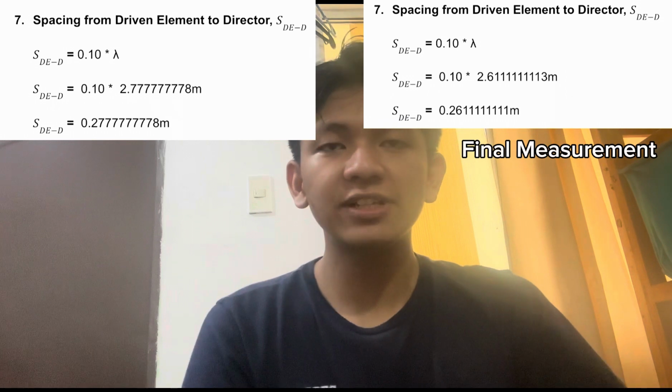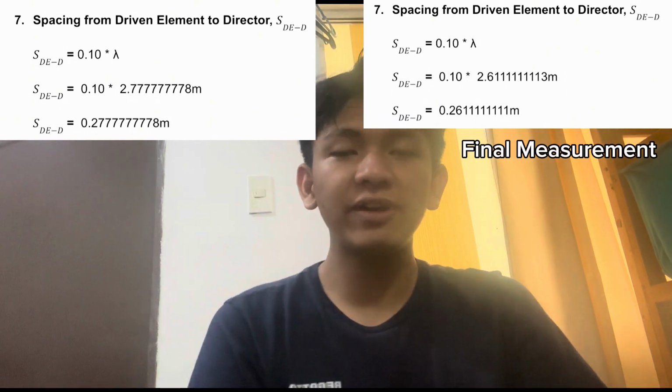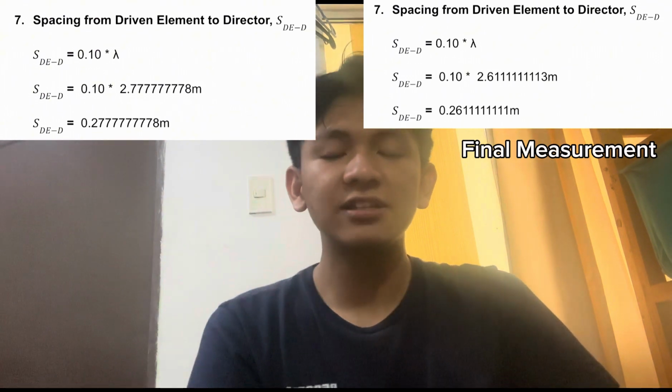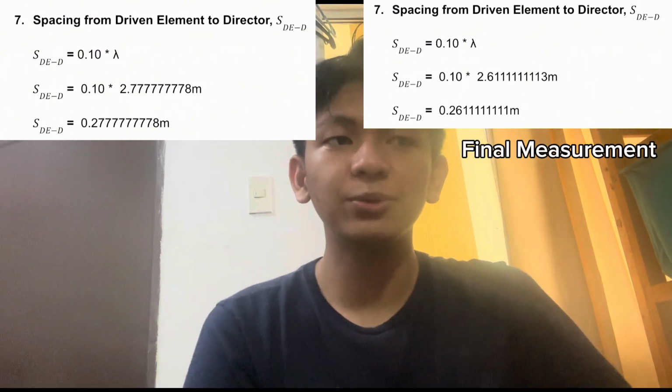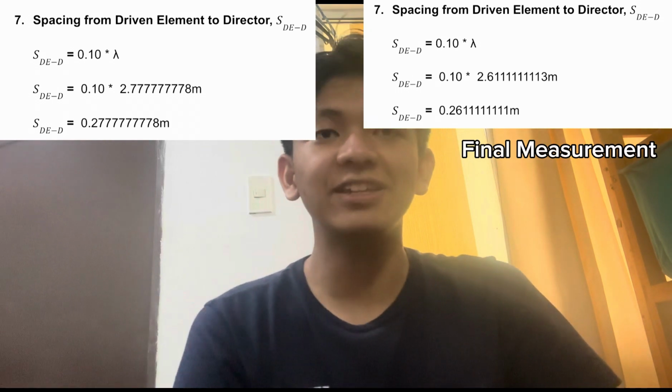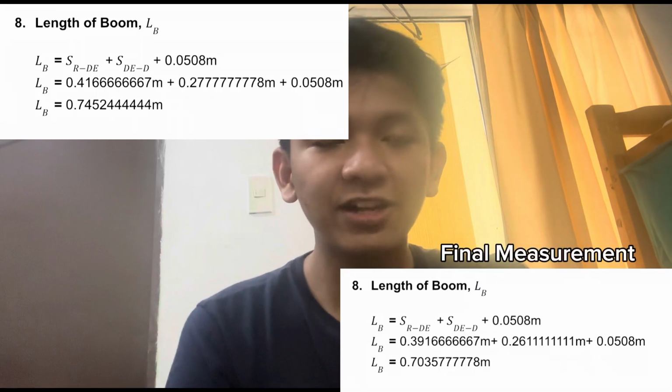Next up, we have the spacing from driven element to director. In order to solve this, all we need to do is to multiply our wavelength by 0.10. And if we do this, our answer shall be 0.27777777778 meters.